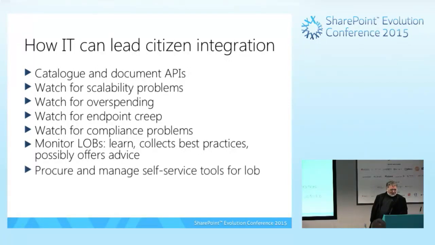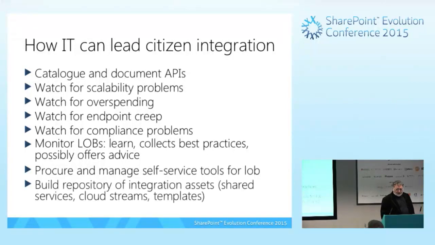Help them. Finally, last two things: procure and manage self-service tools. Select good low-code, no-code tools that citizens can use to create things for themselves. And then finally, build that repository of integration assets. Again, that may be nothing more than a catalog of APIs, but it may be streams, templates, cloud services, that could be a lot of different things.